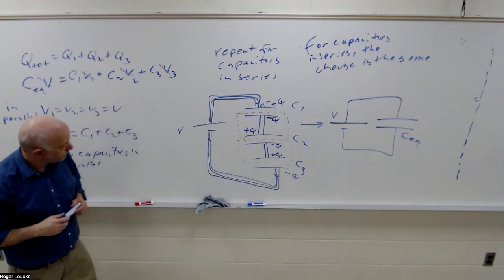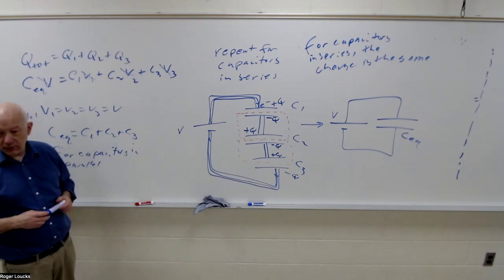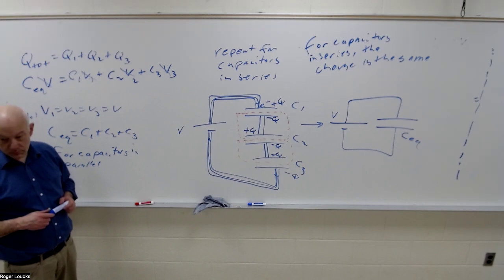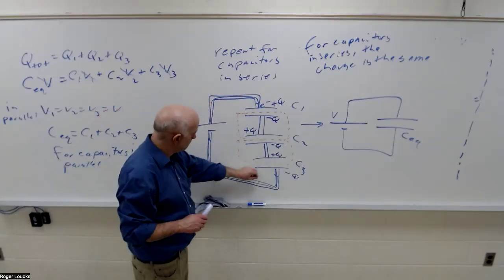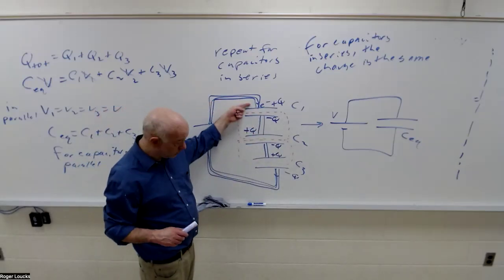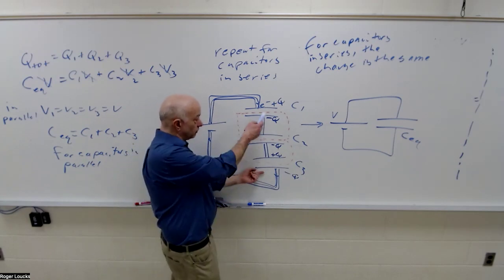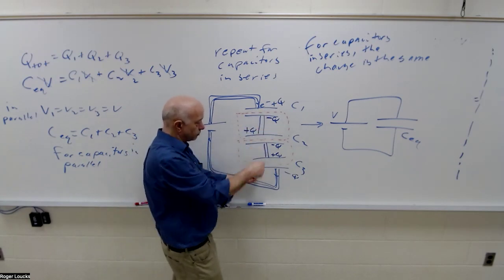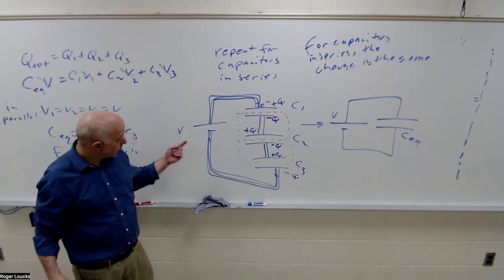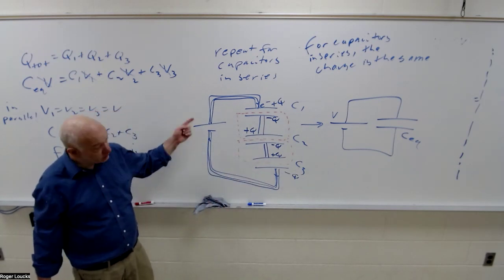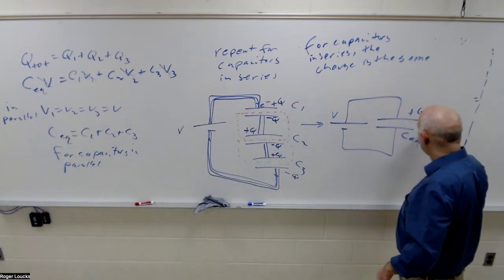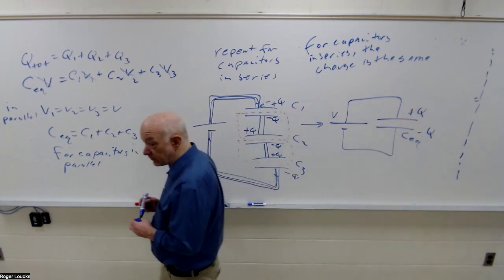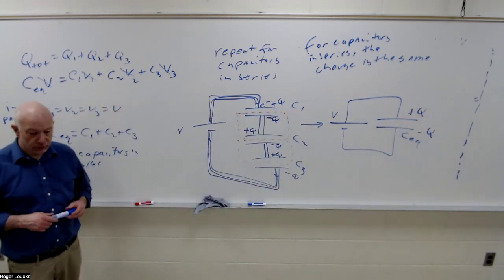In this case, how much charge has been pumped through this battery? Just Q, right? The charge here went through like this, eventually this became plus Q, this became minus Q, and the other charges were just from the separation of how the charges worked. So the only charge being pumped through here has been Q. If this is truly equivalent, this has to have a charge of plus Q and this has to be minus Q.